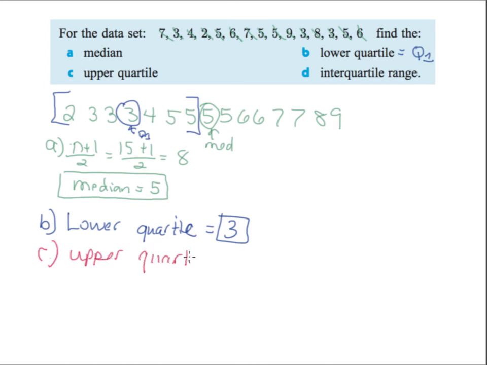My upper quartile is another name for quartile 3. And I look at all my data points above my median and find its middle value. In this case, it'll be 7.